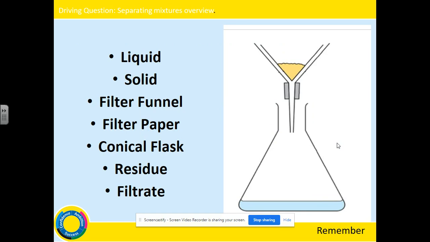Now, these are a few parts that you would need for the next activity. You must remember the liquid, solid, filter funnel, filter paper, conical flask, residue, filtrate. Again, liquid, solid, filter funnel, filter paper, conical flask, residue, and filtrate. We're going to need these for the next activity.